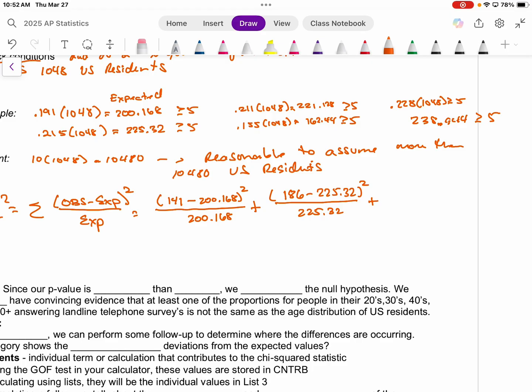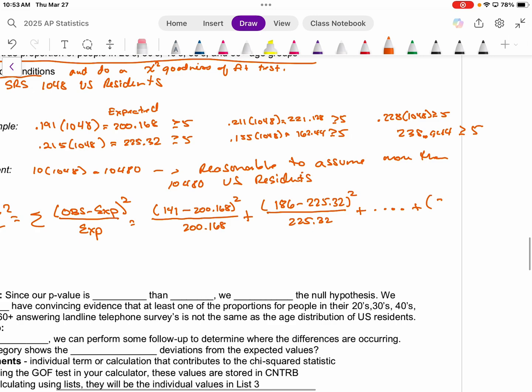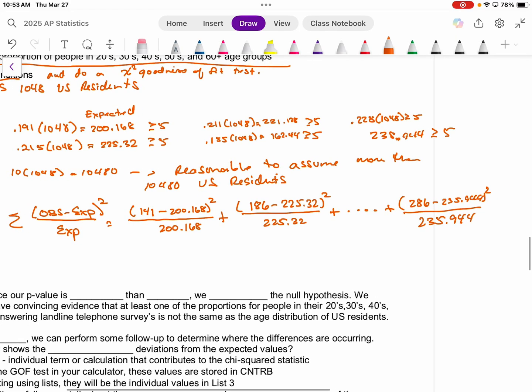Now, on the AP exam, you don't have to show all 5 of those fractions. You at least have to get it started, and then you can say plus and do dot, dot, dot, and then finish up with the last one. The last category was the 60-year-olds and over, so 286 minus 235.944 squared over 235.944. Again, you do not have to show all of the fractions, but you do have to show some.